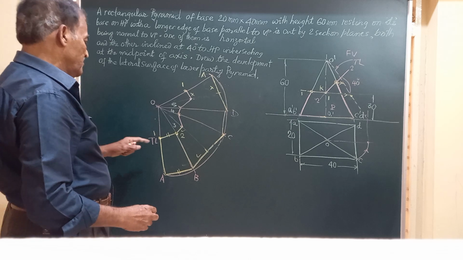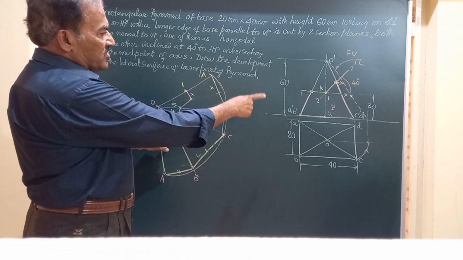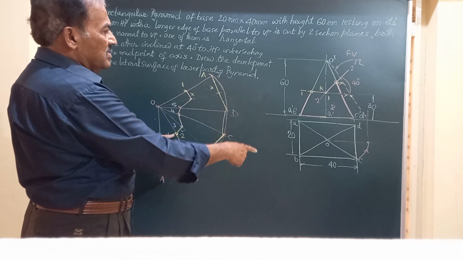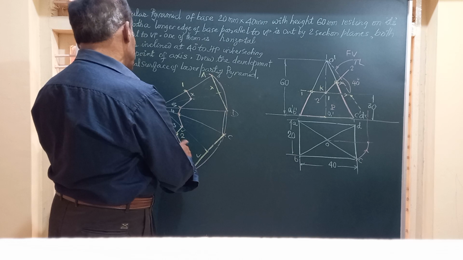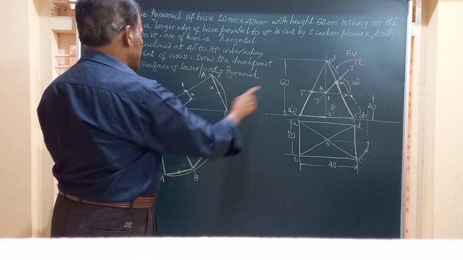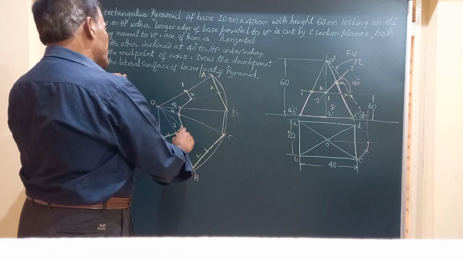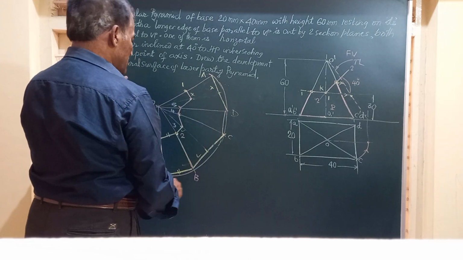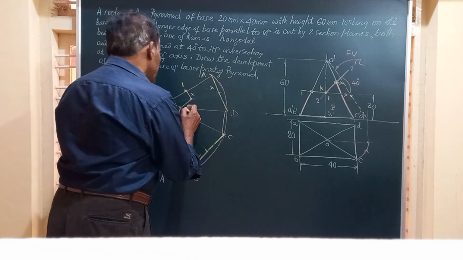So friends, we have got here 1 on OA, 2 on OB. Please be observing 1 on OA, 2 on OB. And this point 3 is a common point. 3 and 5 is marked as K. They are the common points, 3 and K. And friends, here, okay, this is how we've obtained the development.